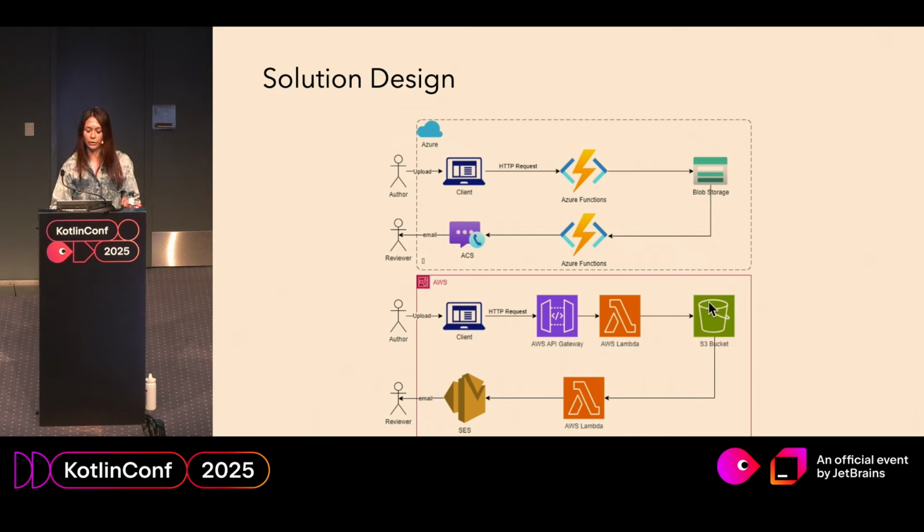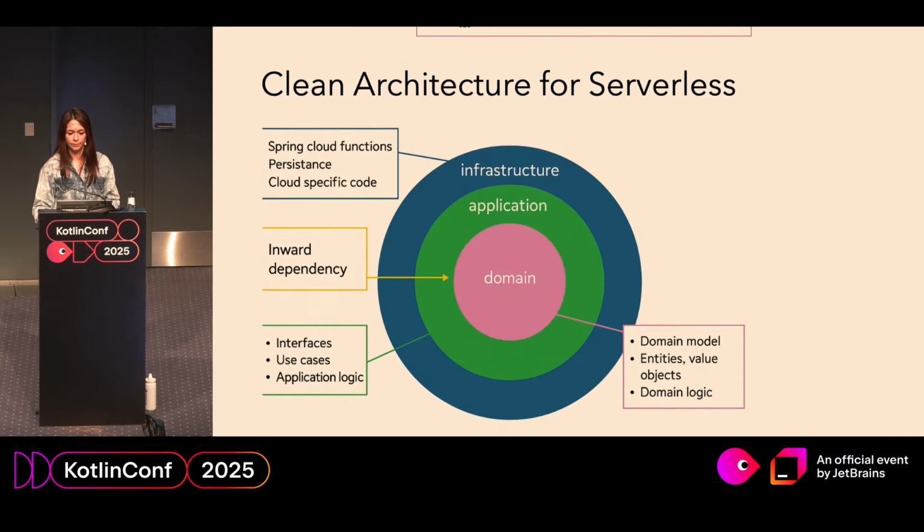And that's the same with AWS. So I'm going with an HTTP request via API Gateway to Lambda. This will validate with the same business logic, put it in an S3 bucket that will send an event to AWS Lambda, which will again execute the same business logic to actually do a review, and will send an email via SES, Simple Email Service, to the reviewer. So that's basically our example to show how we can separate our business logic.